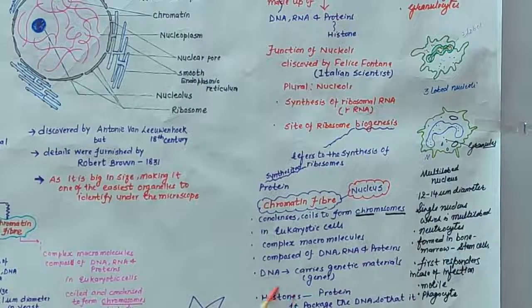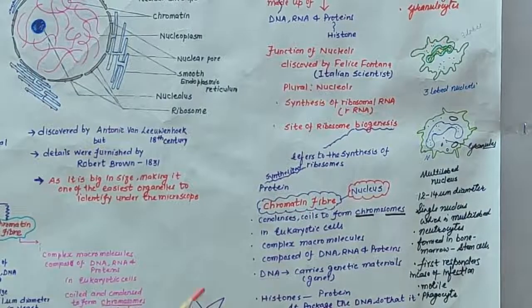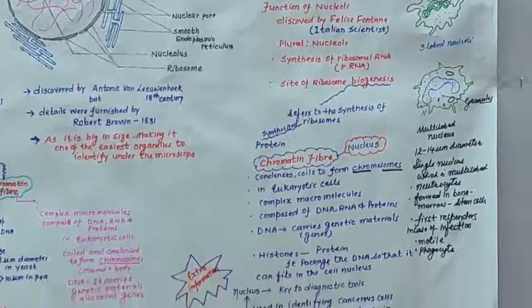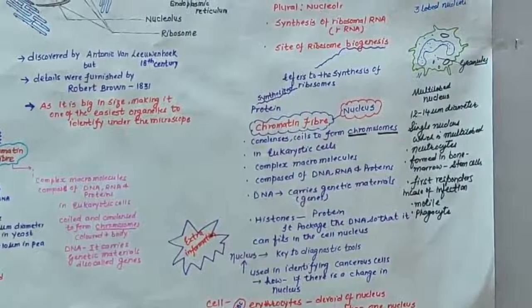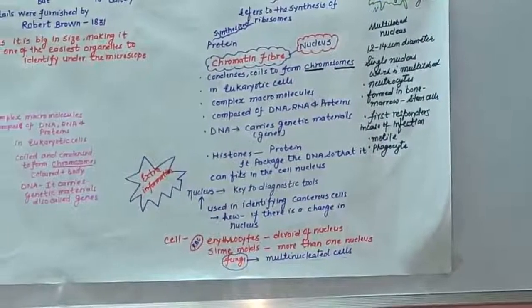Now come to the histone part. Histone is actually a protein which you are going to study in your higher classes. Now come to the cell which is called erythrocytes or red blood corpuscles. This cell is devoid of a nucleus.